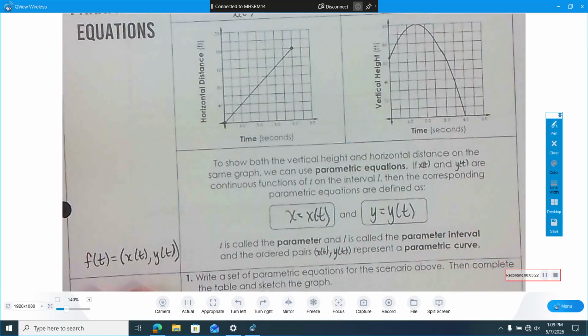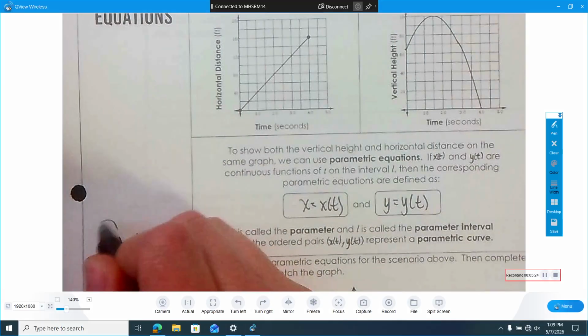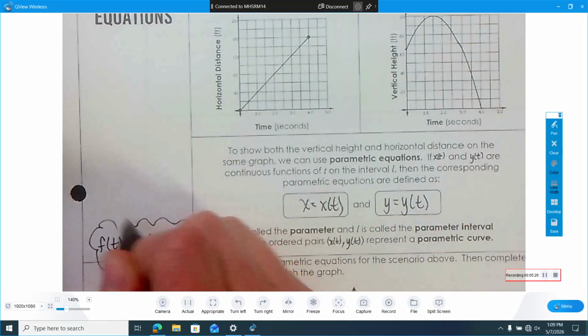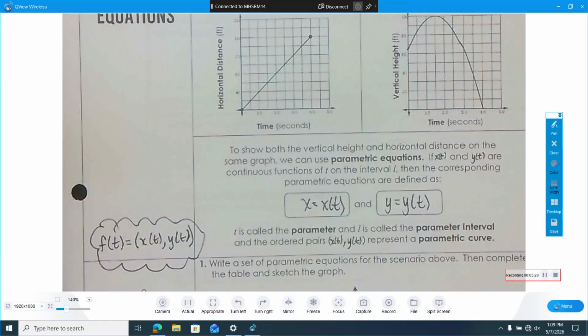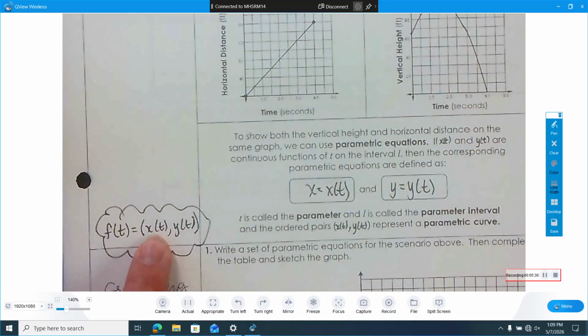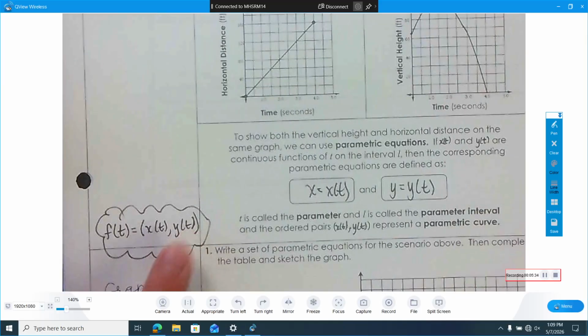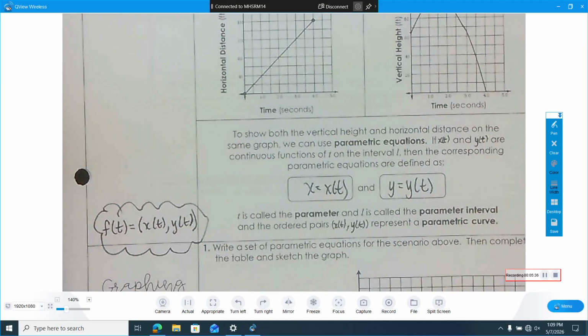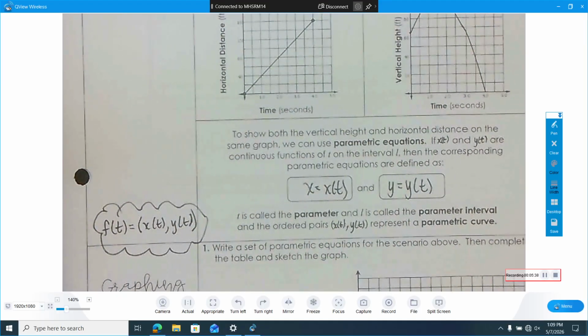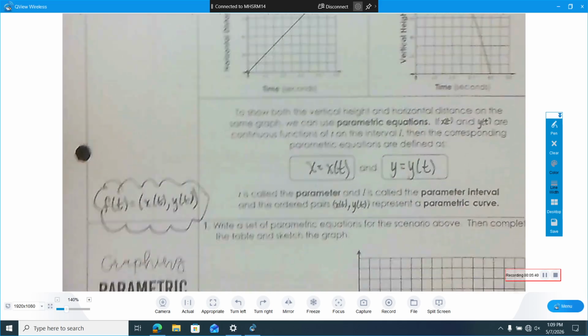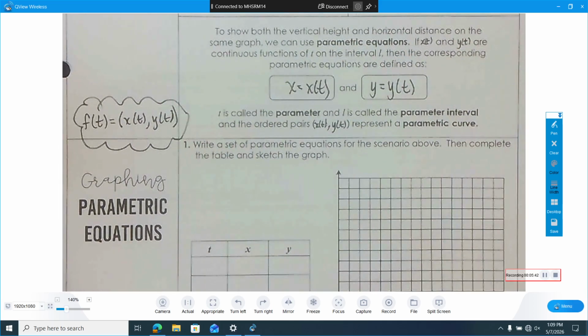T is called the parameter. We might also see it written this way, where we have this greater function, and we have a function in place of the x, and we have a function in place of the y. But it's basically giving you a new ordered pair. Okay? And so we can graph these and create a parametric curve, and it's actually pretty easy to do.